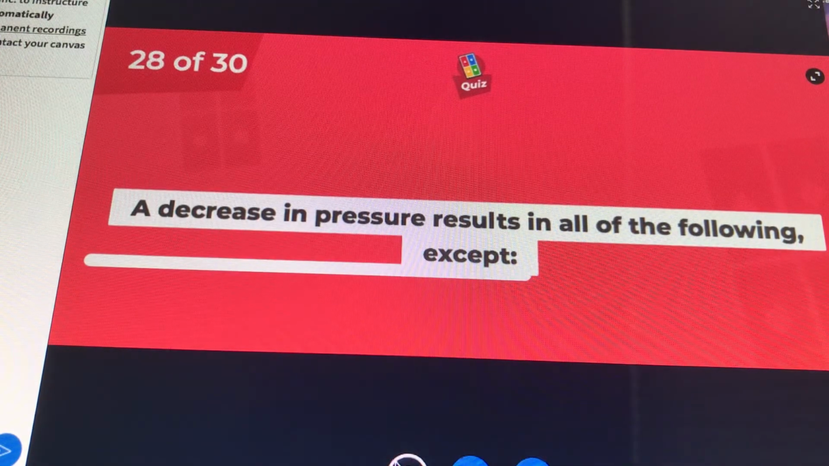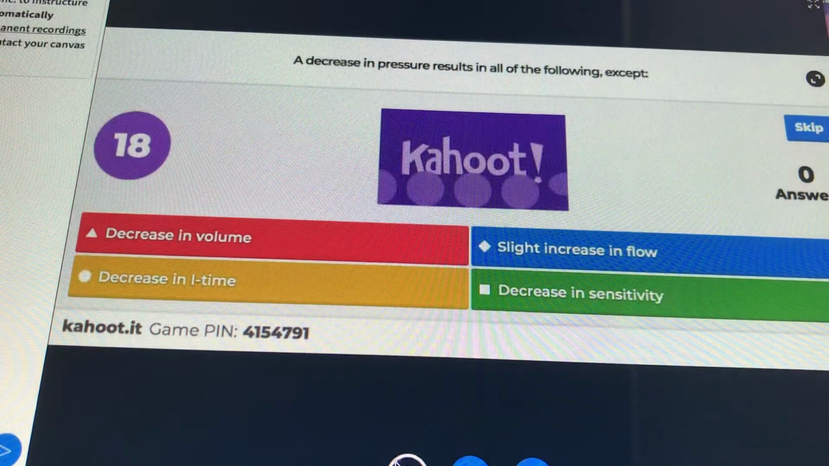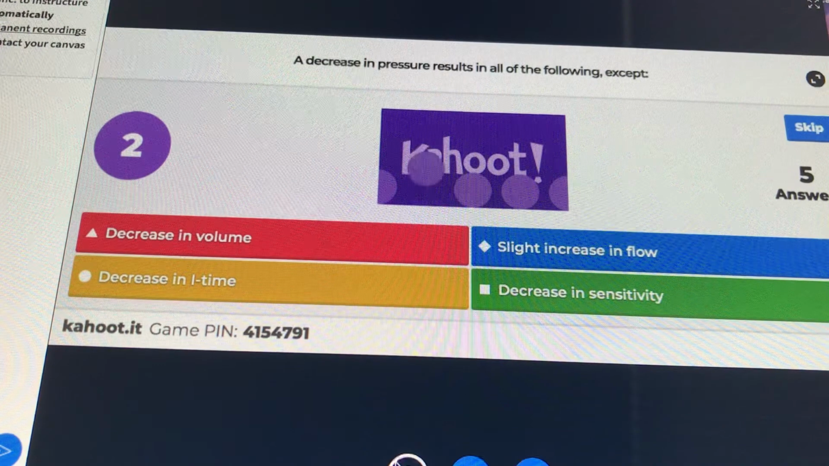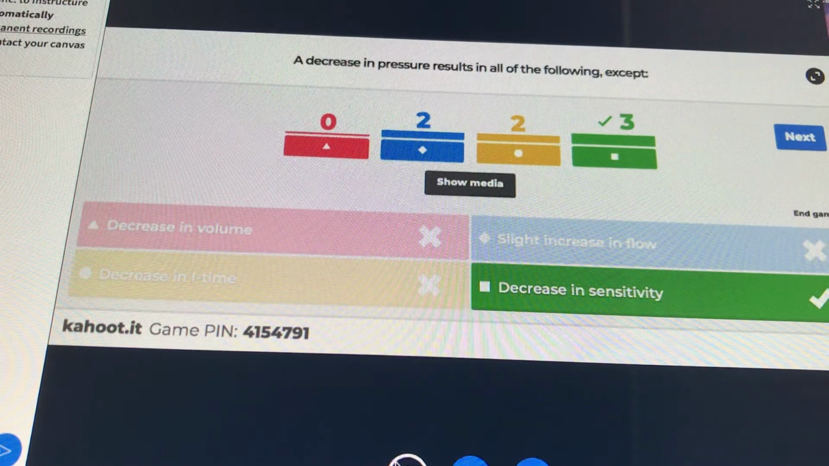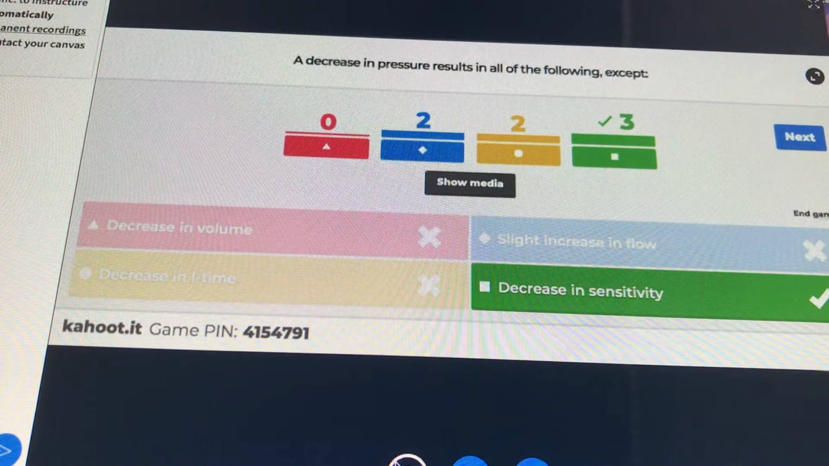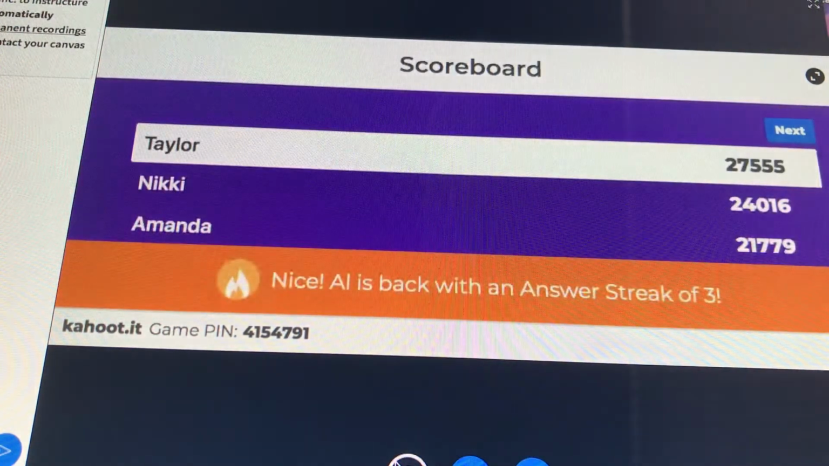Okay, a decrease in pressure results in all of the following except... Okay, and that, so a decrease in pressure or change in pressure at all will not affect your sensitivity. It will cause a decrease in volume if you decrease pressure, a slight decrease in I time, and a slight decrease in flow, but won't affect your sensitivity.